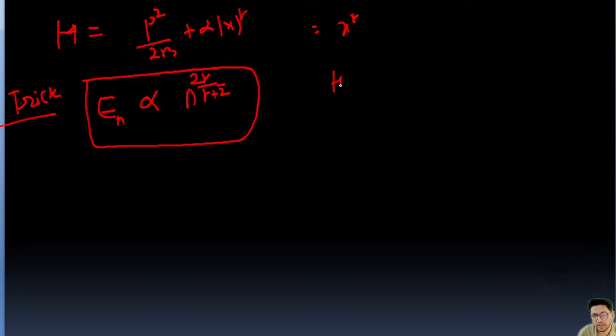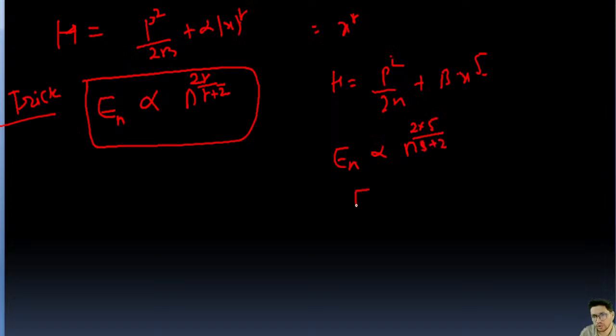For example, if the Hamiltonian is given as p square upon 2m plus any positive constant beta x to the power 5, what would be the dependency of energy on n? It is going to be n to the power 2r upon r plus 2, that is 2 into 5 upon 5 plus 2. So E_n is proportional to n to the power 10 by 7. Okay, like this. So it is fixed, then we write it. I hope you understood it, guys.